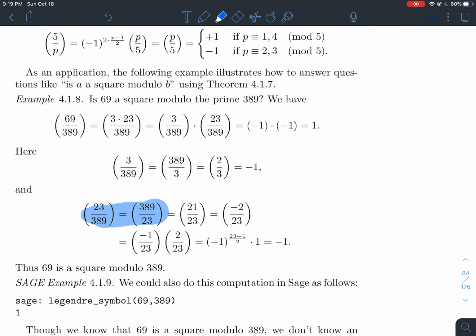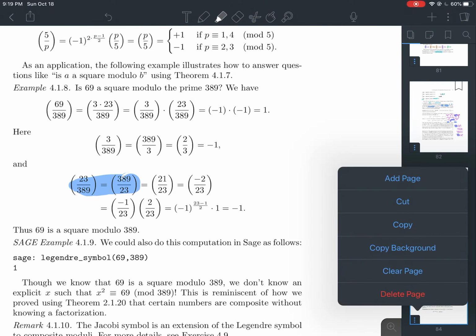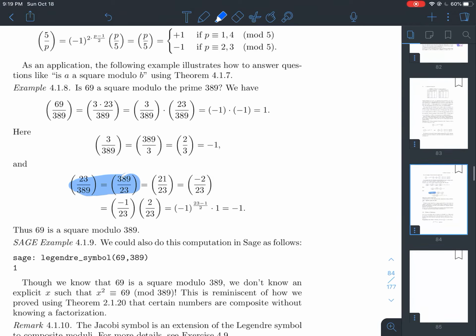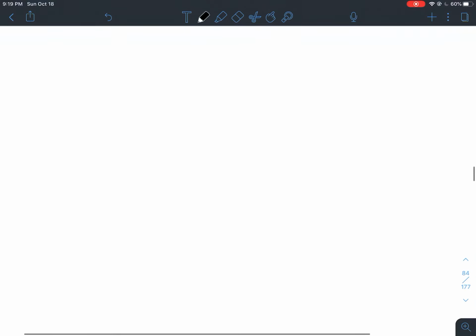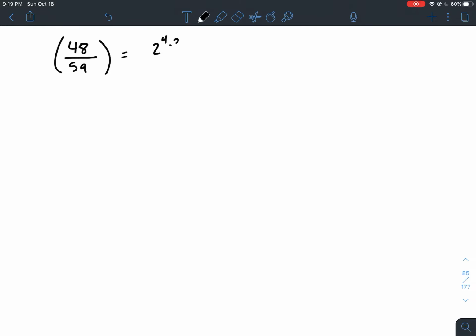So what I want to do is just add maybe one page in where we do one more computation that's similar to that, where I'll talk you through what I'm thinking while we do it. And so I'm going to ask a very similar question here: what's the Legendre symbol of 48 mod 59? And how I'm going to do that is the same way. First thing you do is try to factor the top. So 48, I'm going to think about that as 2 to the 4th times 3. And that's over 59. And now I'm going to use some of my tricks.